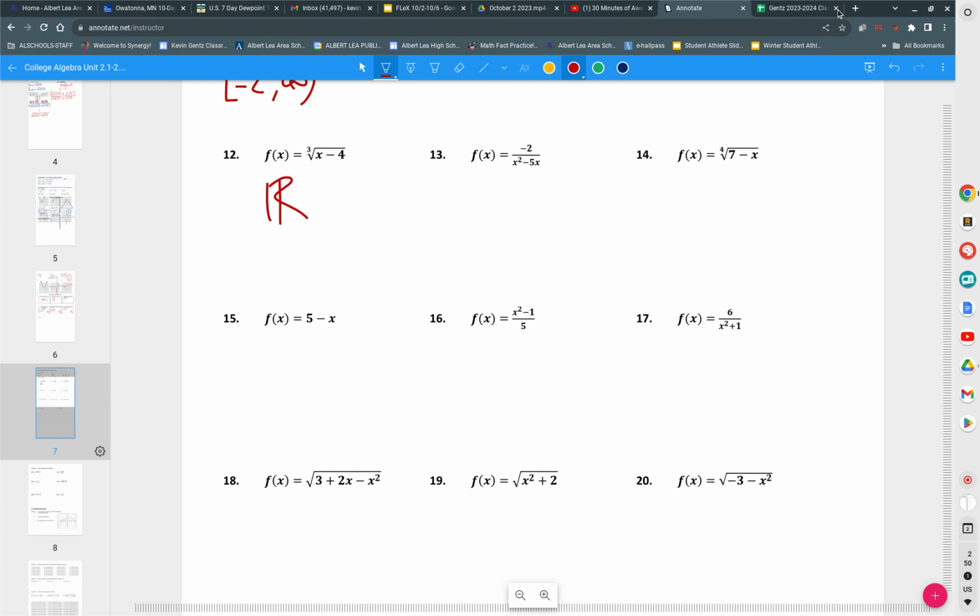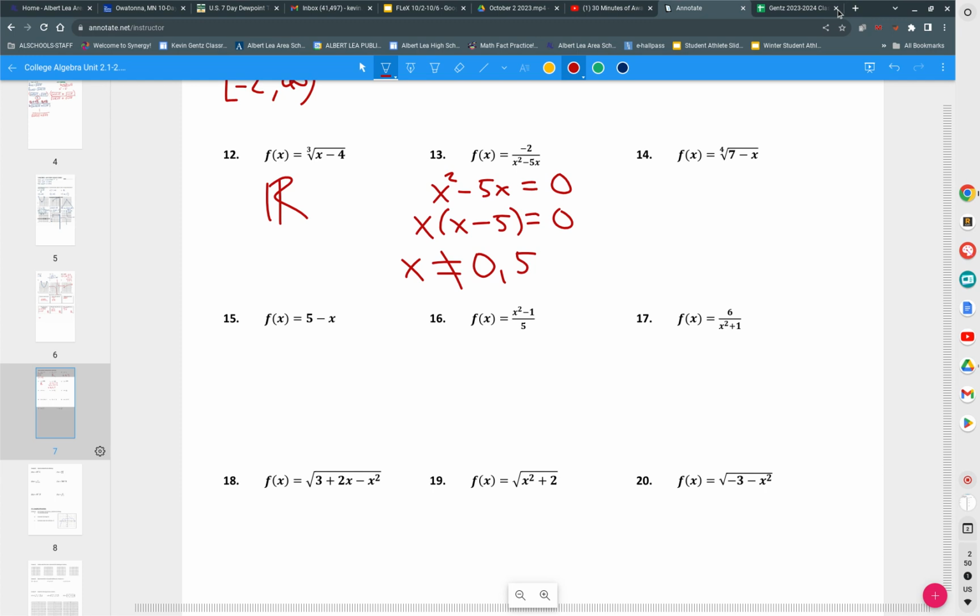Next one, I got a rational function. The bottom can't be 0. Let's see where the bottom would be equal to 0. X squared minus 5x equals 0. How do you solve that? Factor. Factor out the x. X times x minus 5. So you can see that x cannot be which two values? Yep, 5 and 0, or 0 and 5. That's my domain. X not equal to 0 and 5.